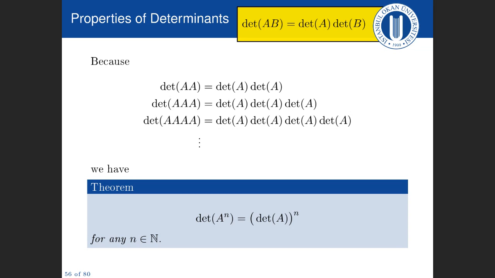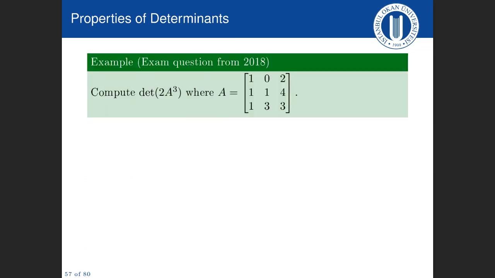So, for example, we might be asked to calculate the determinant of 2A cubed if A is the matrix 1 0 2, 1 1 4, 1 3 3. And this was actually an exam question which we asked in 2018. The idea is, first we're going to calculate the determinant of A, and then we're going to use the theorems on the previous slides to calculate the determinant of 2A cubed.